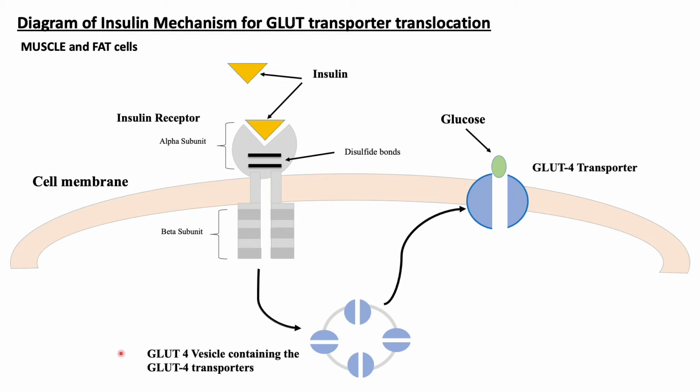in order for the GLUT4 transporter to be embedded into the cell membrane, it required insulin to bind to the tyrosine kinase receptor, which causes a cascade of events, eventually leading to the vesicle containing the GLUT4 transporters to dock in the cell membrane, eventually allowing glucose to enter into the cell.